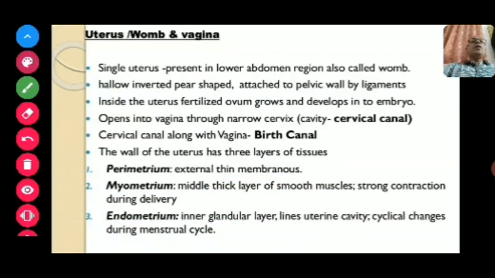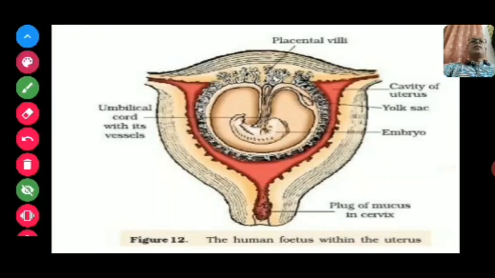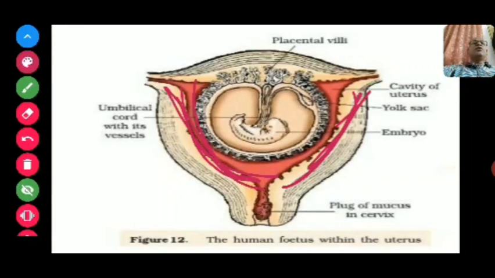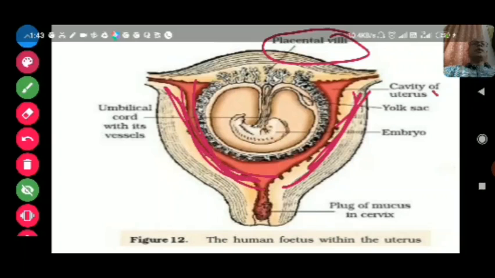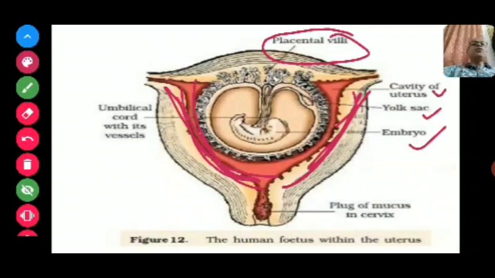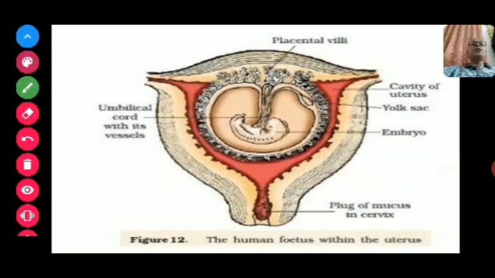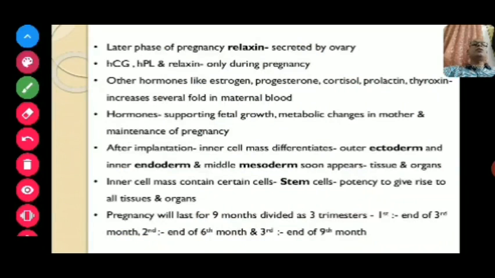Now this is the clear-cut diagram of the human fetus which grows within the uterus. This structure is the uterus, which is single in human beings, and here are the placental villi, the cavity of the uterus, yolk sac, embryo, the plug of mucus in the cervix, and the umbilical cord through which it derives its nutrition from the mother's body.